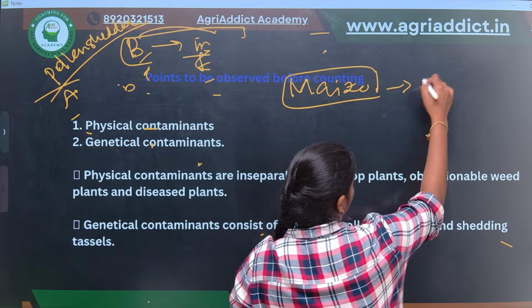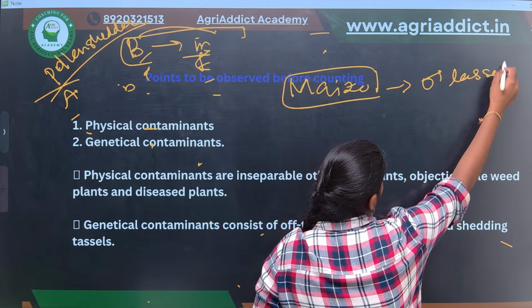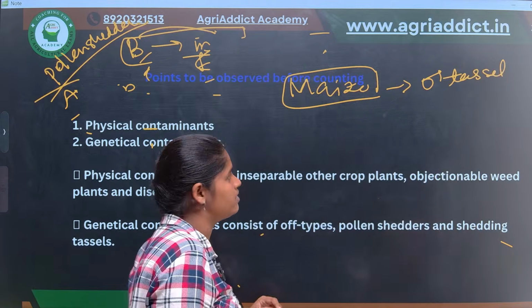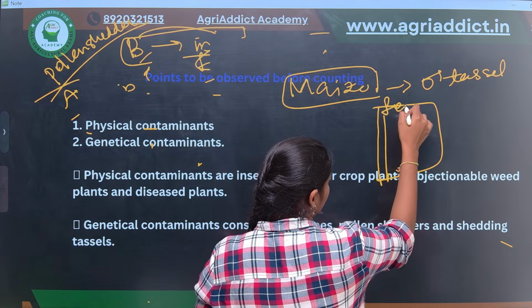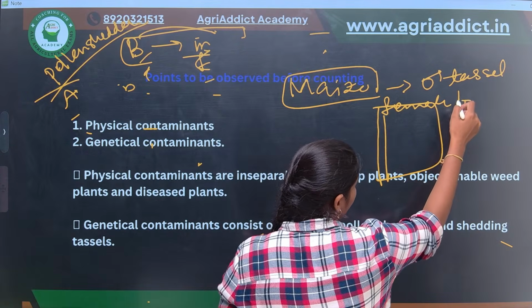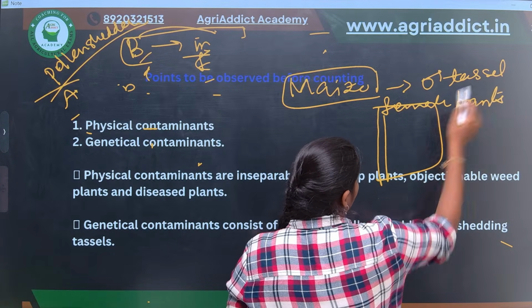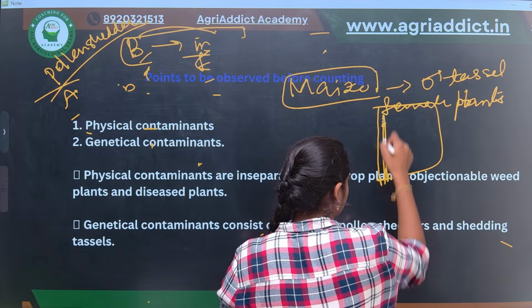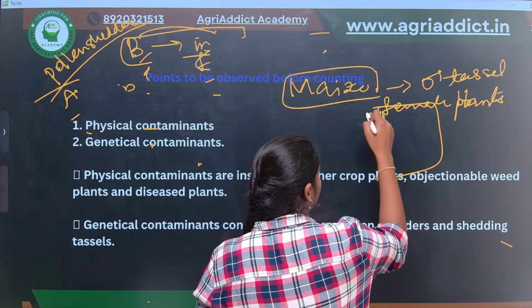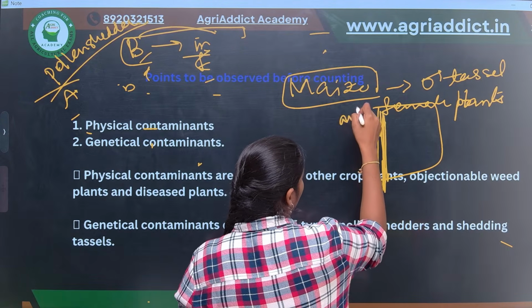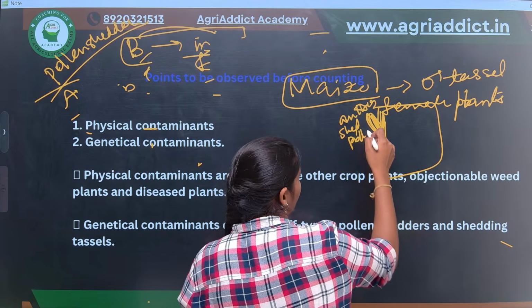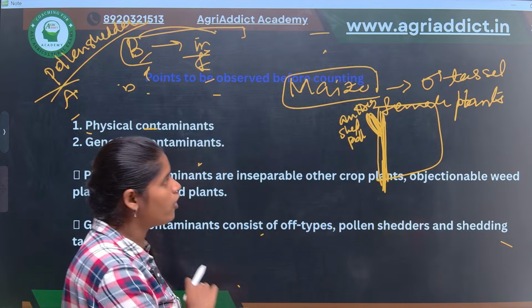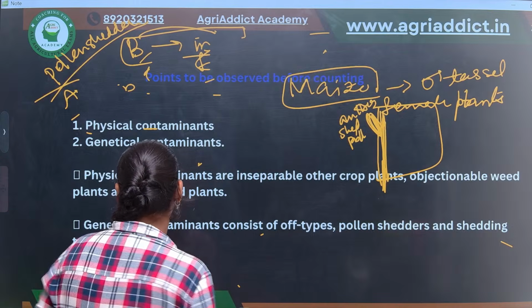The male part is called the tassel, right? So in hybrid seed production, what happens? We will be having female rows, female plants. In female plants, any exerted anthers or shedding pollen, or plants that have already shed the pollen, are all termed as shedding tassels.